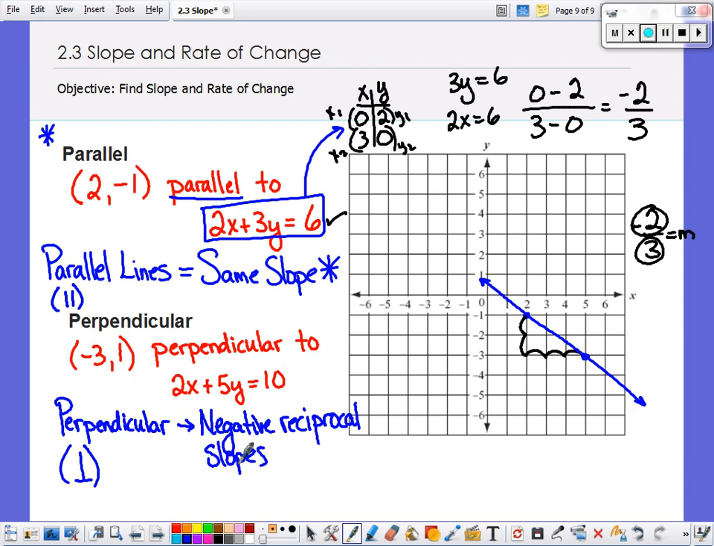So again, this is something you would definitely want to have in your notes, just like the parallel. Same slope. Now what does that mean, negative reciprocal slope? Because that doesn't make a lot of sense to a lot of students. Well, negative simply means opposite. So if you find the slope of one line is positive, then the other one has to be negative. It's complete opposite. Reciprocal means you flip. So another way of looking at it is flip, change the sign.